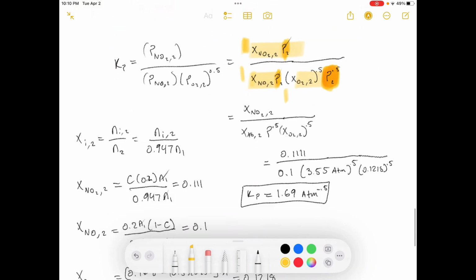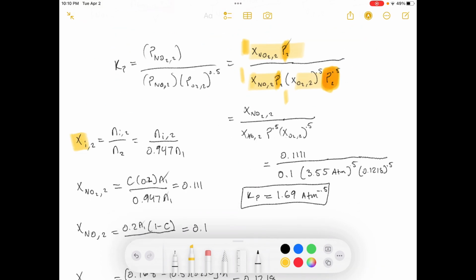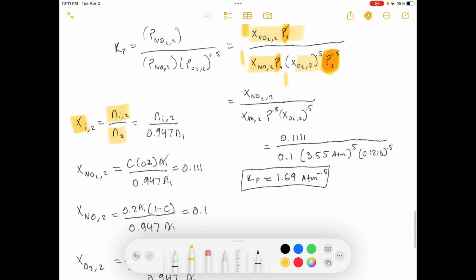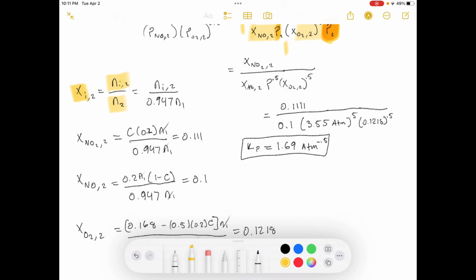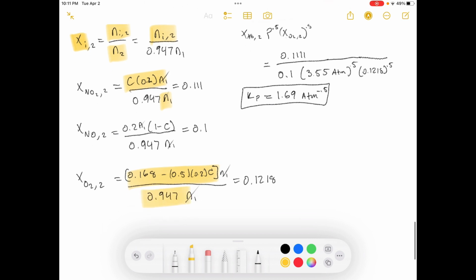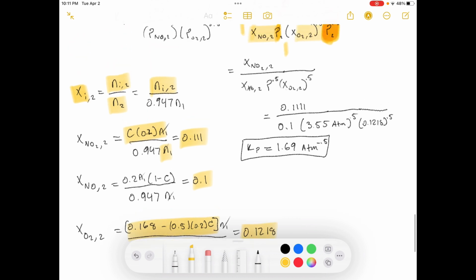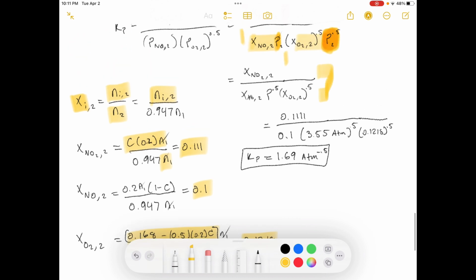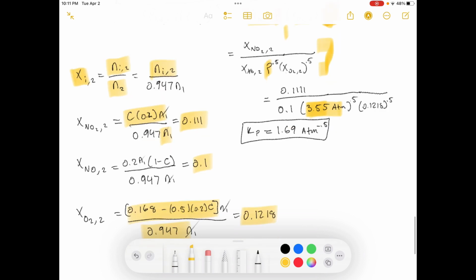So Xi is equal to Ni over N, okay? That's how you make a mole fraction. So then you just put this in terms of N1, the N1s cancel out, and we plug in what C is. Obviously, we know what C is now, so then we just calculate what those are. We get that our component mole fractions are that. You just plug them into this equation, make sure you convert your pressure into atmospheres, okay? And then you get the equilibrium constant.